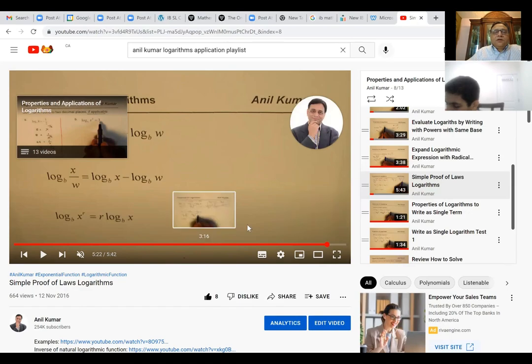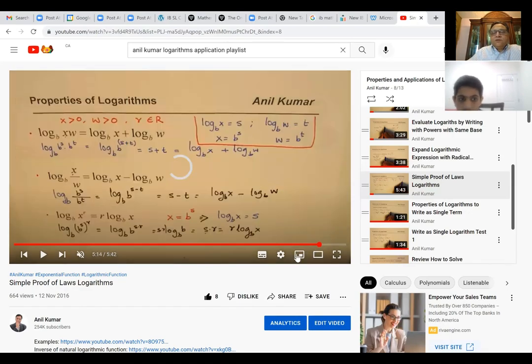So one page, you have all the stuff here. So have a look at it. So that is a simple proof. What we are trying to do in this case is use the properties of exponents to prove the properties of logarithms. So the very first one is log to the base b of x times y.